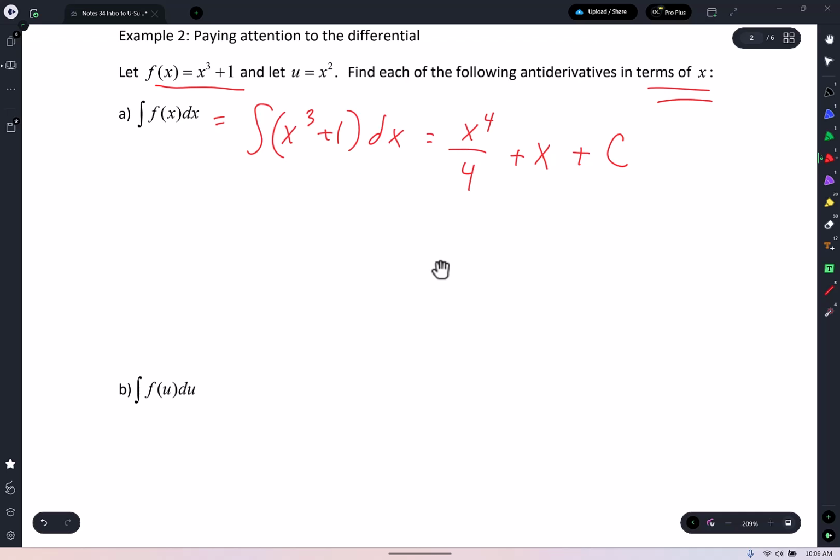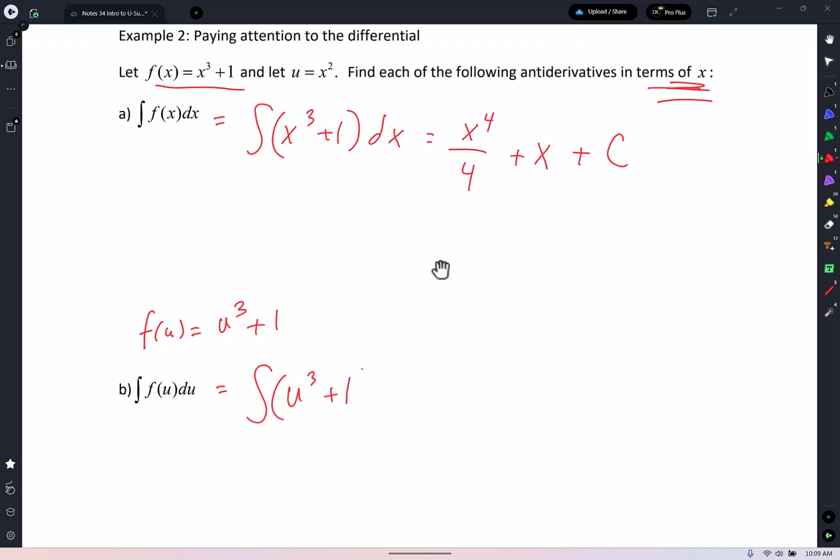Look at letter B, because it wants everything in terms of x. It says, well, I got to be careful here. It says f of u du. So f of u, guys, is just u cubed plus 1. That's all it is. Whatever that function is, if you put a letter u in there, then they put that at the letter u. If you put a happy face, then you put a happy face. See? So I'm just going to rewrite this. I'm going to go integral of u cubed plus 1, and then your differential, du.